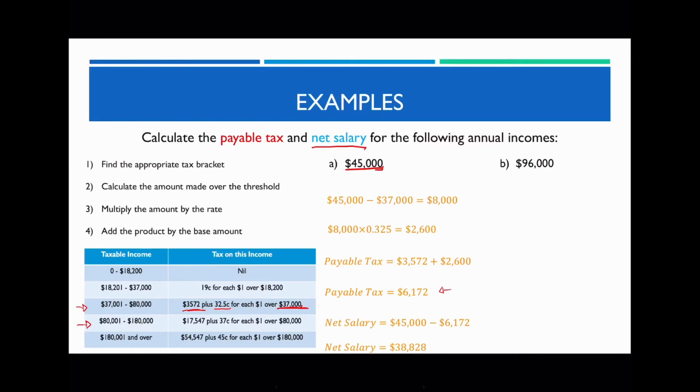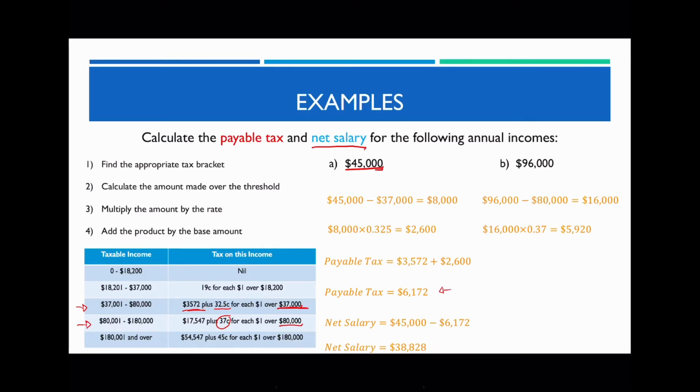First, the second step says you need to calculate the amount you made over the threshold. The threshold is 80,000 in this case, so we're going to go 96,000 subtract 80,000. That gives us $16,000. We then multiply 16,000 by the rate, which in this case is 37 cents. We convert 37 cents into dollars, so that's 0.37. So 16,000 multiplied by 0.37 gives you $5,920.